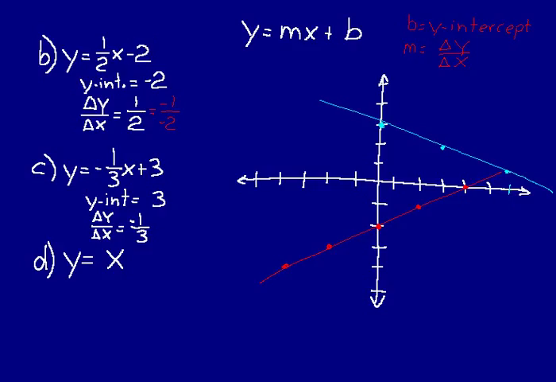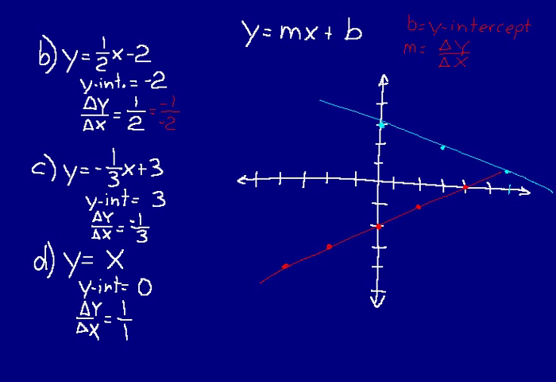Let's do one more. Look at D. Y equals x. Don't get confused on this. Look at your standard form. Y equals m times x plus b. Well, if there's no constant, then it must be 0. So we just say y-intercept equals 0. And if x is by itself, that means that its slope is 1. So delta y over delta x is equal to positive 1 over positive 1.